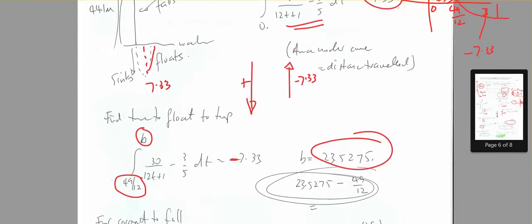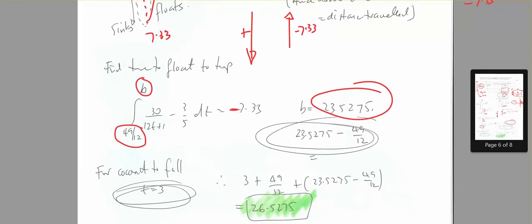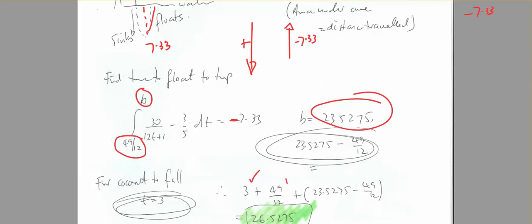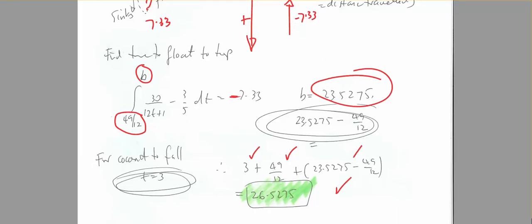So I ended up with an answer of 49 on 12, 23.5275 minus 49 on 12, the 26.5275 is the time it takes for the coconut to fall, sink, and then rise to the surface.